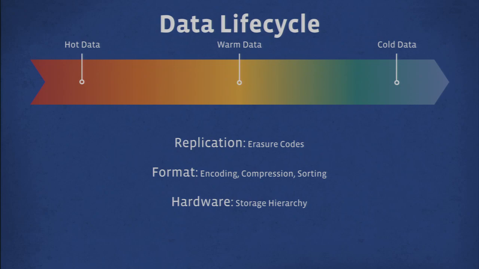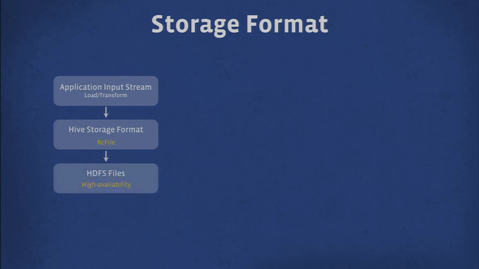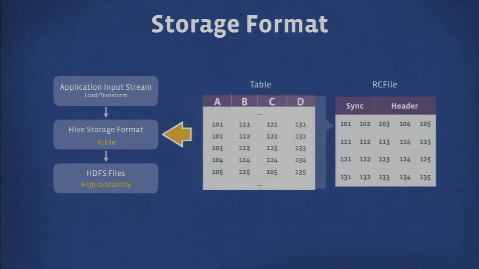There are three areas we can play around with. That's replication, so things like erasure coding or the number of copies I have for particular data. I can think about the storage format, and we can also think about the storage hierarchy. Here we'll focus on the format. Hive uses something called RC file, which is row columnar file. If you take this table with columns A, B, C, D, we have a file which provides some synchronization information, a header, and we write out these columns as shown in the picture below.